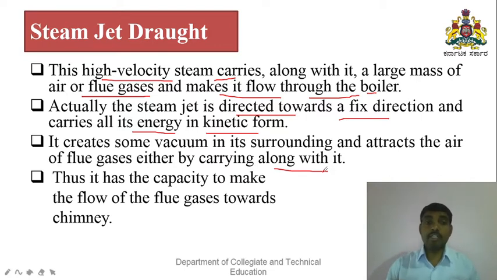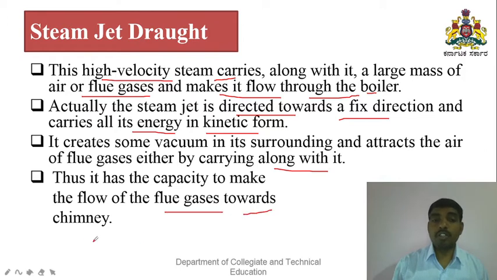Then it attracts the air or the flue gases from inside, carrying them along with it. That's the purpose we can use the kinetic form for. Thus, it has the capacity to make the flue gas flow towards the chimney. So that is one concept here: the flue gas will flow towards the chimney, which we can expect from the kinetic form of the jet.